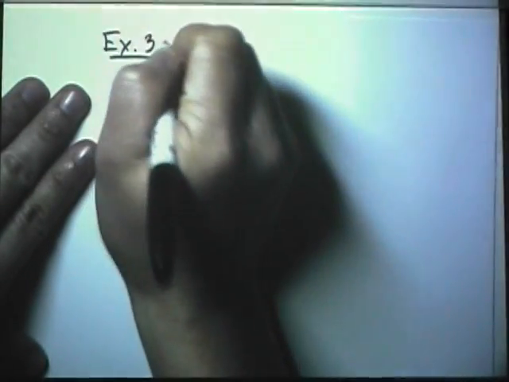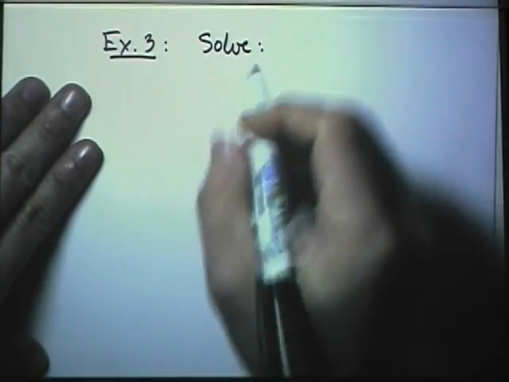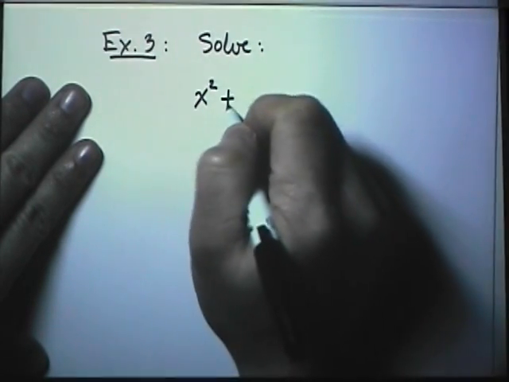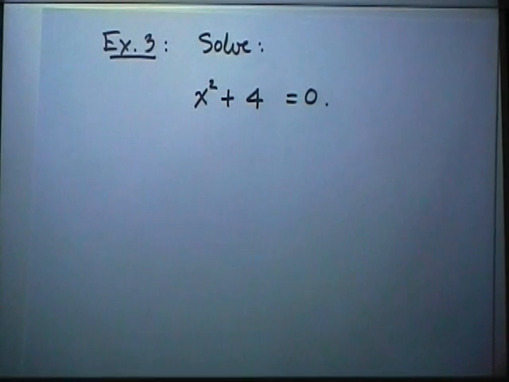Okay, so how about this time? We are trying to solve x squared plus 4 equals 0. Now we try to solve this quadratic here.